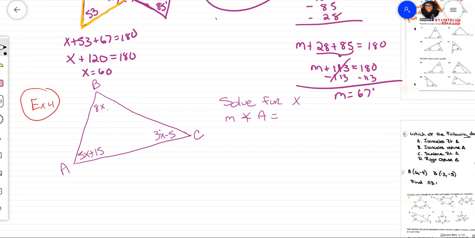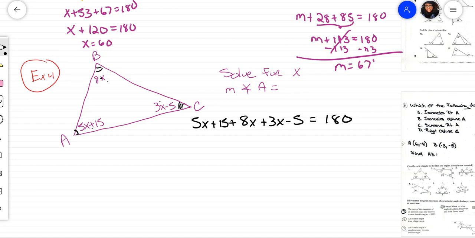So your equation should be 5x plus 15 plus 8x plus 3x minus 5 equals 180, because the triangle angle sum theorem says that these three angles, when I add them up, have to equal 180. So this would be my situation, and then I would solve this resulting equation. The solving should be something in your wheelhouse at this point.